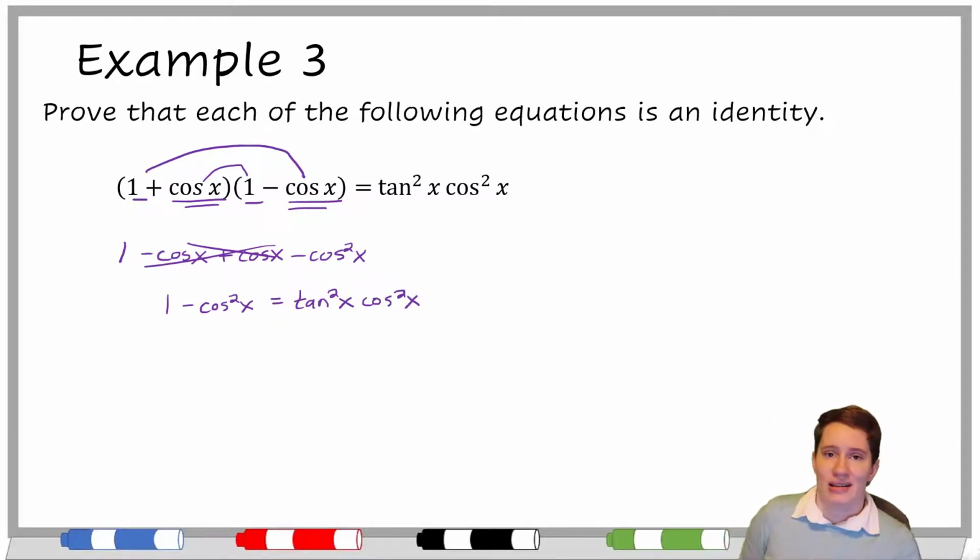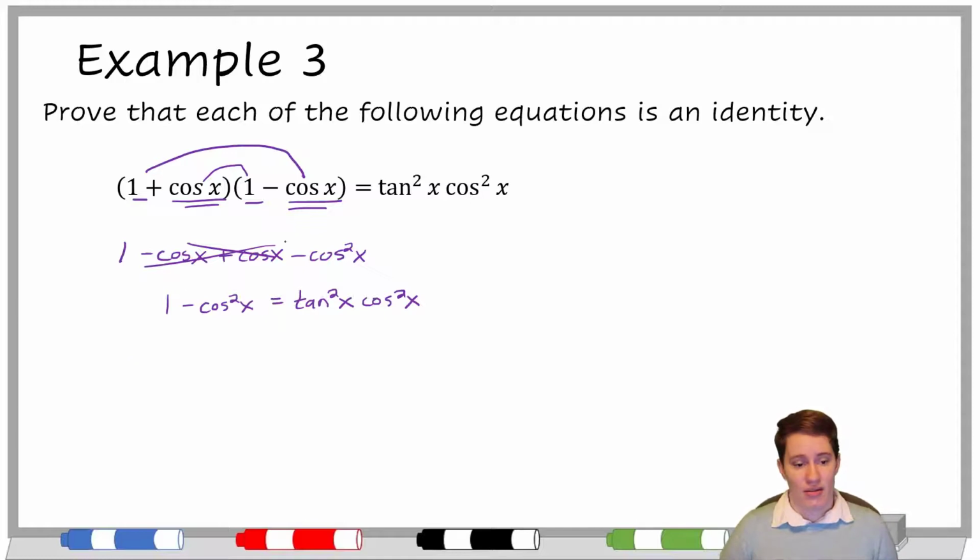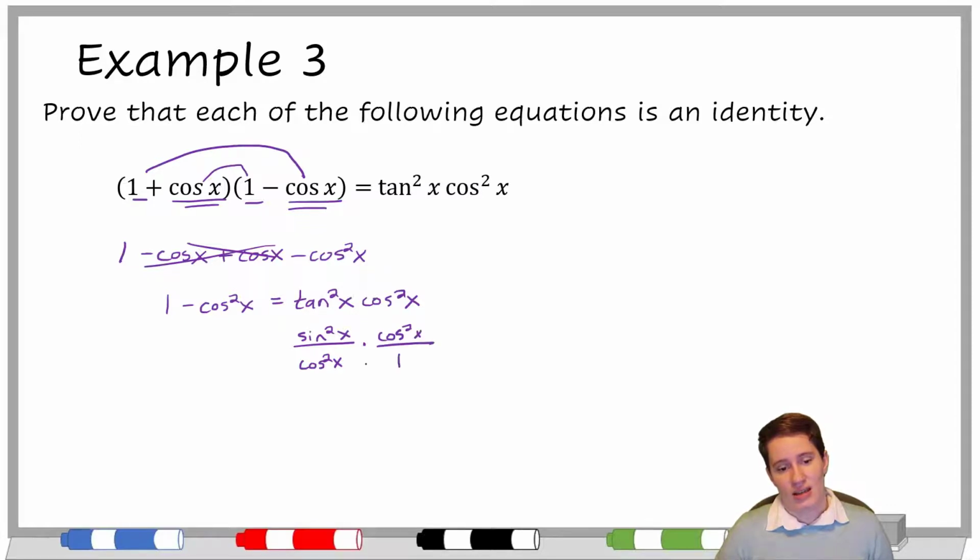In fact, it might actually be helpful for us to think about the other side now, because tangent squared is sine squared over cosine squared using our quotient identities. And that's helpful because I can cancel out these cosine squareds and get sine squared. I am allowed to work on either side of the equation. I'm just not really supposed to change them at the same time.